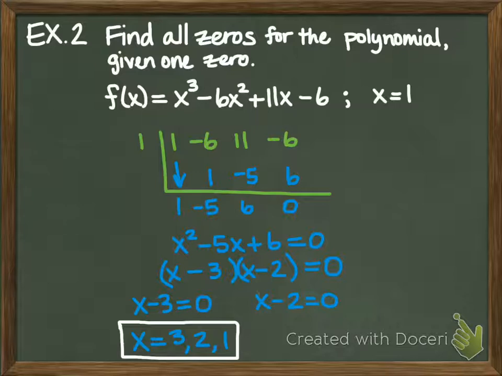If I had my list of possible solutions, I could have used synthetic division to continue solving. But once you get it to a quadratic equation, you can either factor or use the quadratic formula if that's easier.